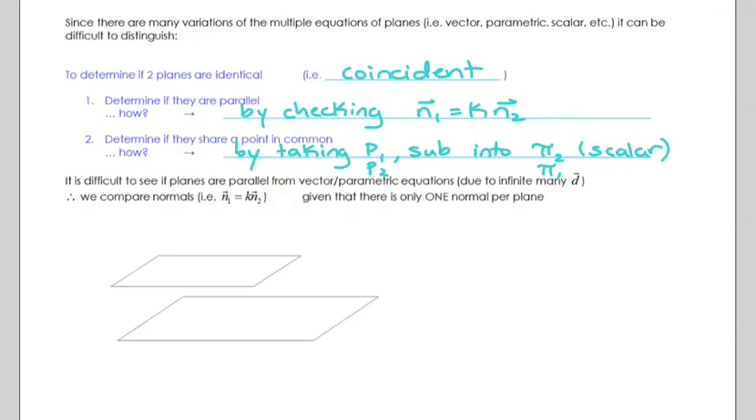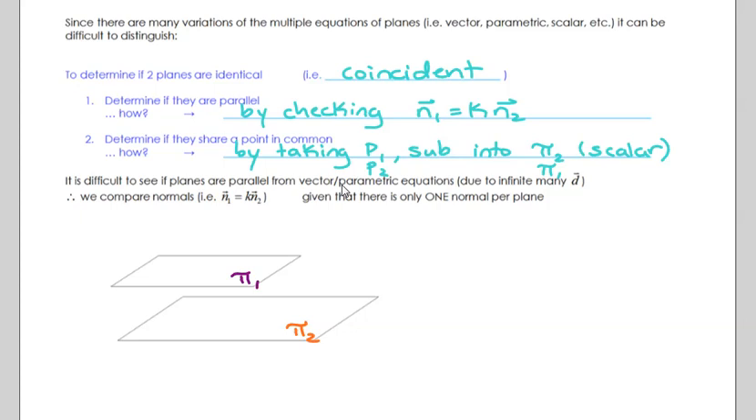Okay, so here is the last part. What we're going to do is just talk about two planes. As you can see at the bottom, I have two planes, and we'll just call them plane number 1. And then we'll have this guy as plane number 2.